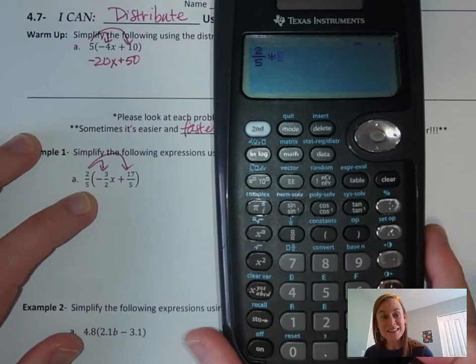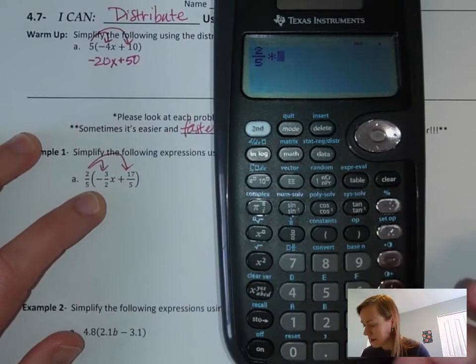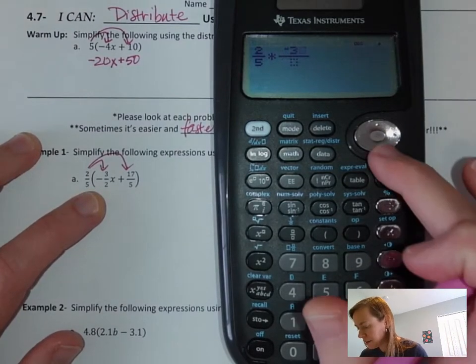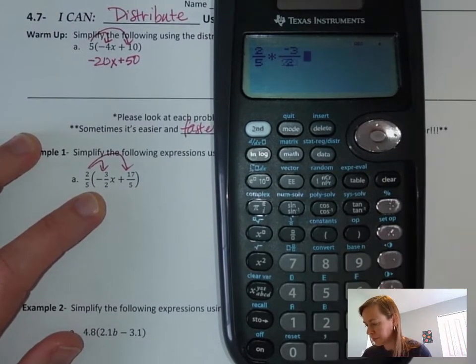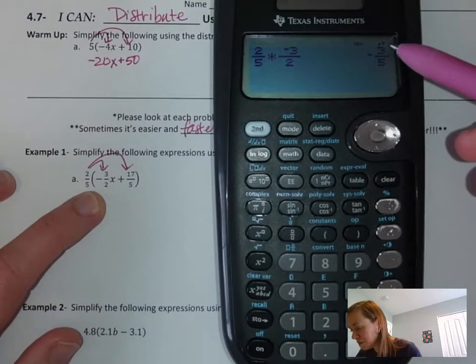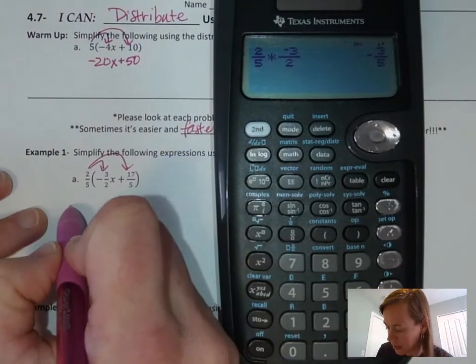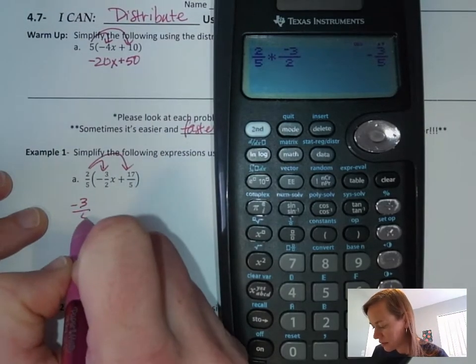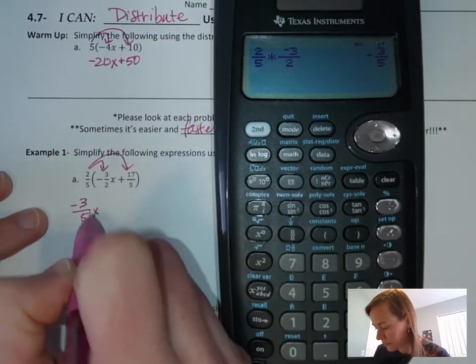Okay, 2/5 times negative 3/2. So I'll put the negative 3 on top and the 2 on bottom, and you're going to get negative 3/5. They went ahead and simplified it for us. So negative 3/5, and then don't forget your x.